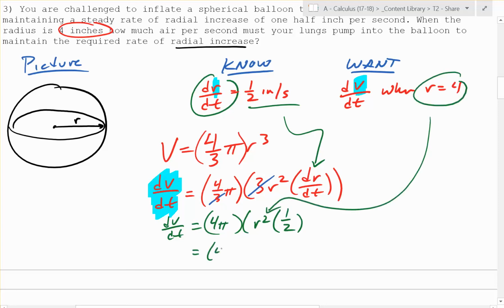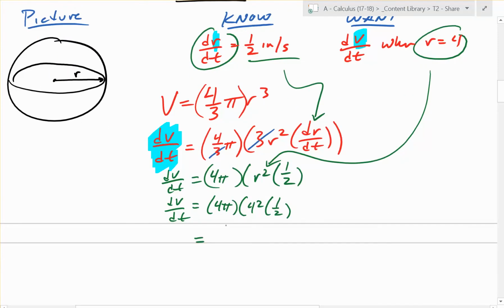So what do we have here? 4 pi times 4 squared times 1/2. We don't even have to do any division. It's all on one side. So when you do this out, you end up with 32 pi. And this is a rate of change of volume, so it's going to be inches cubed per second, not feet cubed. Inches cubed per second.